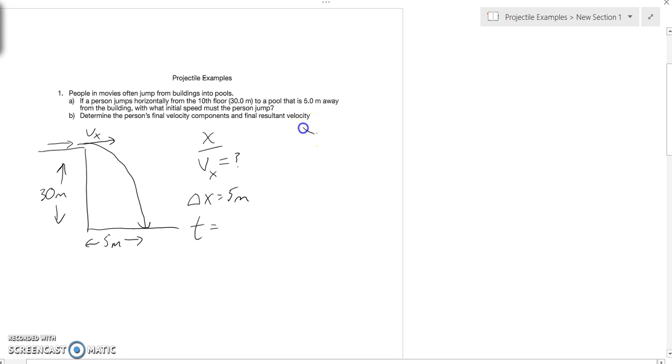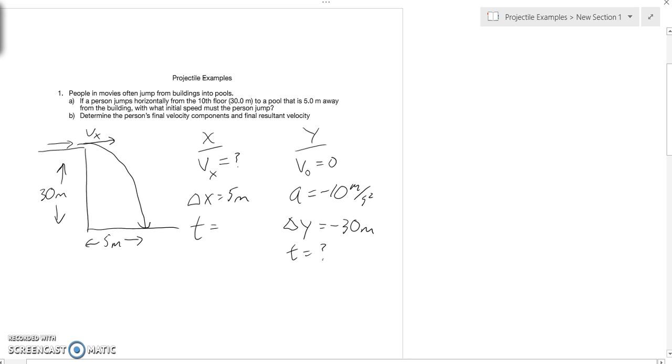We're going to get time then from the y direction. The time it takes the person to fall 30 meters is going to be the same time it takes the person to go across 5 meters. The initial velocity in the y direction is 0 because when they leave the building, they're not moving up and down. We know the acceleration, negative 10 meters per second squared, acceleration due to gravity. Our displacement, I'll call that delta y since we're looking in the y direction, is going to be negative 30 meters because we went down 30 meters, and then we can solve this for time.